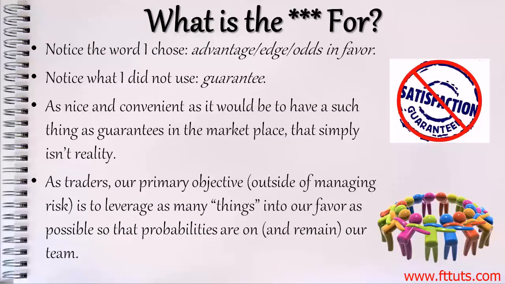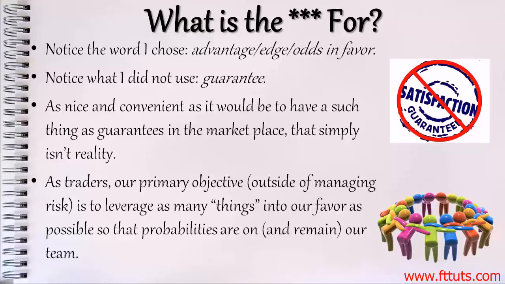Now let's talk about the asterisk. Do you notice what words I chose there? I used advantage, but I could put edge. I could put odds in your favor. Did you notice what word I did not use? Guarantee. As nice and convenient as it would be to have such things as guarantees, other than death and taxes, it's just not reality. It doesn't exist in the financial marketplace.